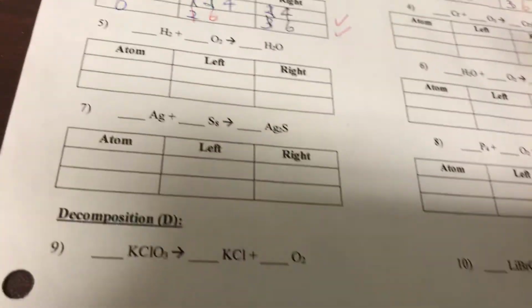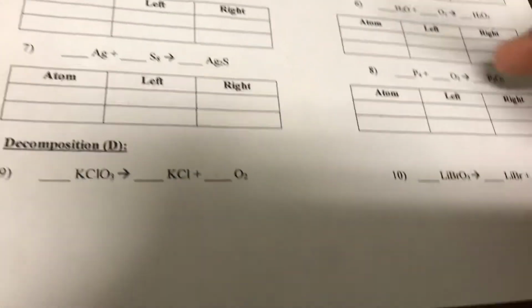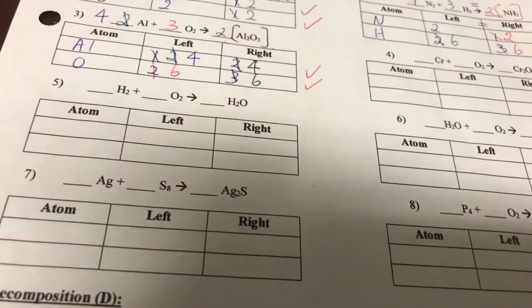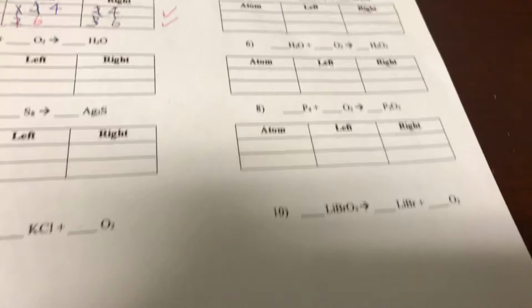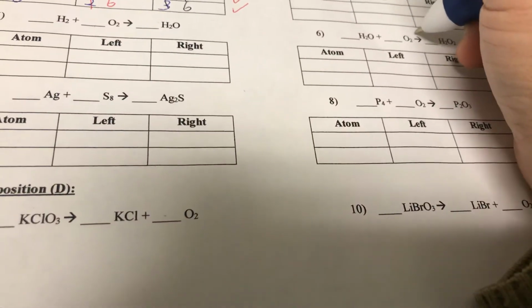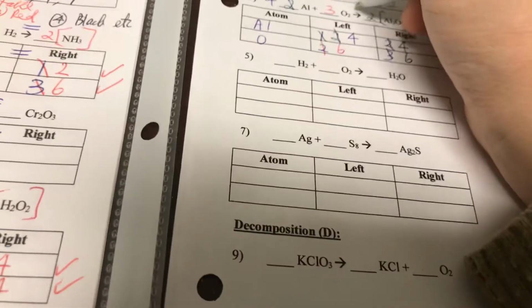Okay, so let's say number 6 here. Okay, number 6. So number 6, I'm going to put an equal sign. I'm going to put the equal sign there so you know what I'm doing.